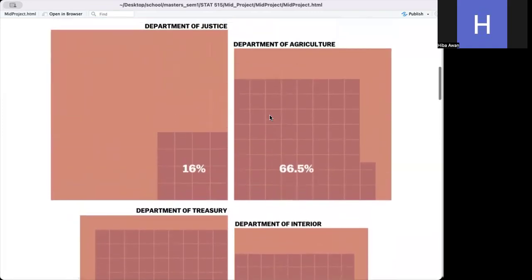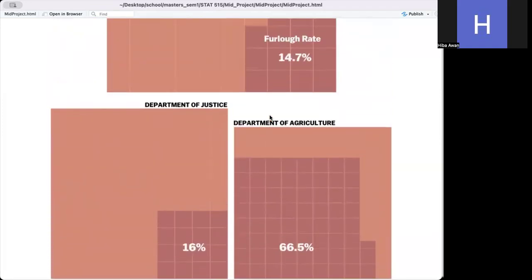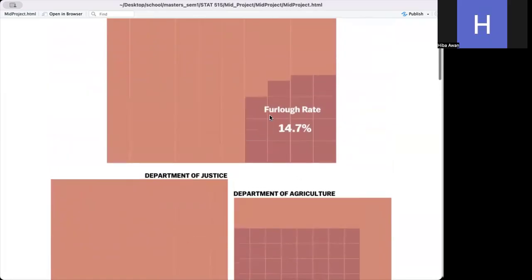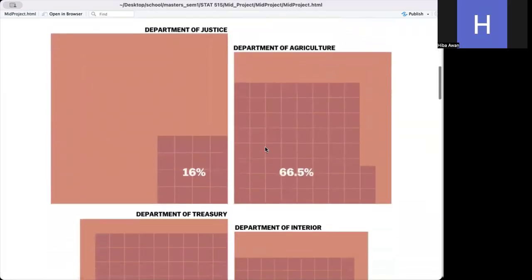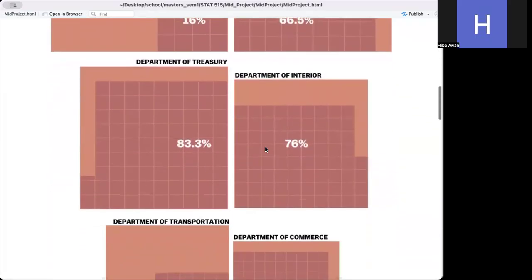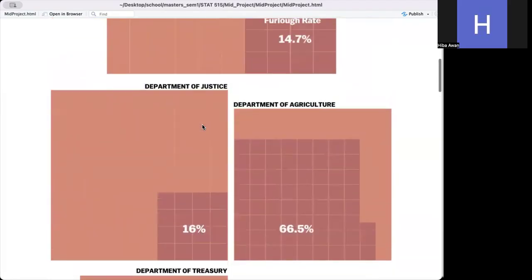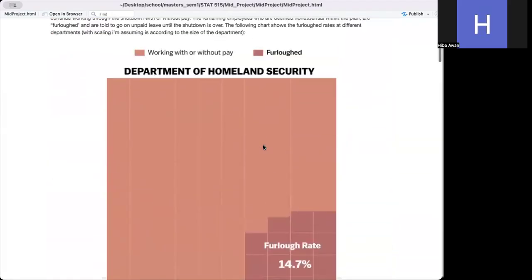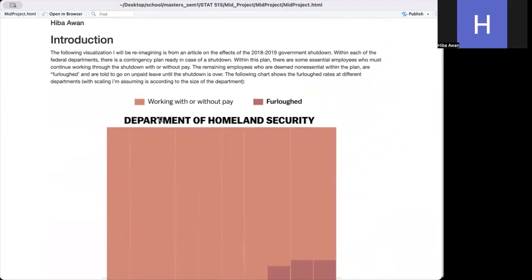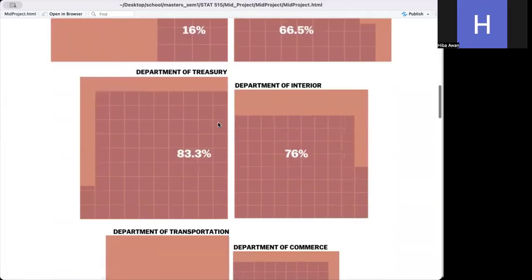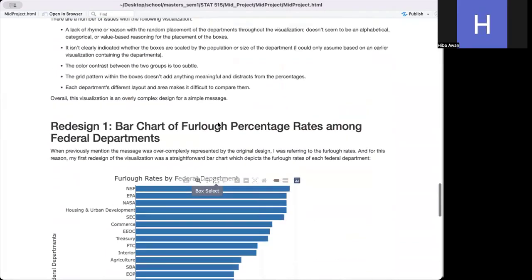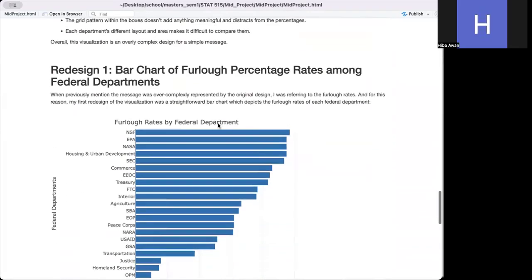So I couldn't find any attached data which this was taken from, so I just extracted the percentages myself into a table. Since it only mentions the furlough ones, I calculated the working with or without pay in the way you would expect, by subtracting it from 100%.